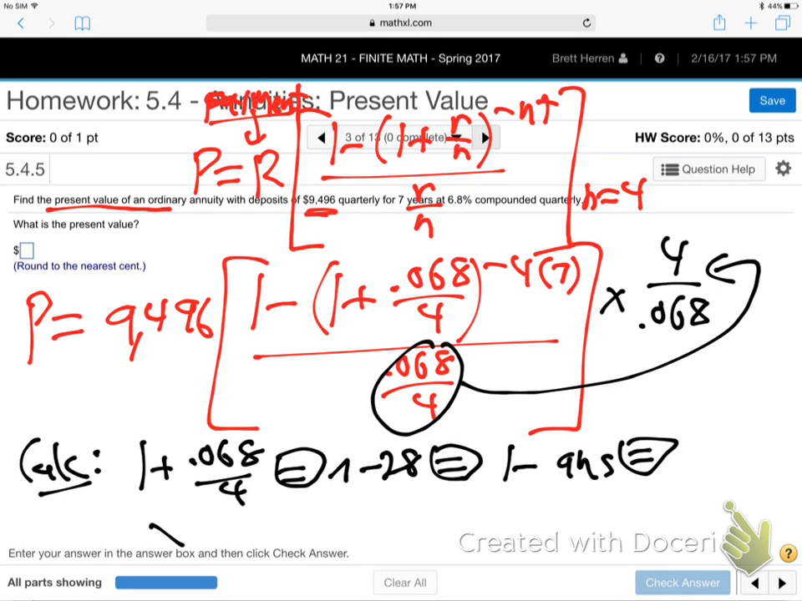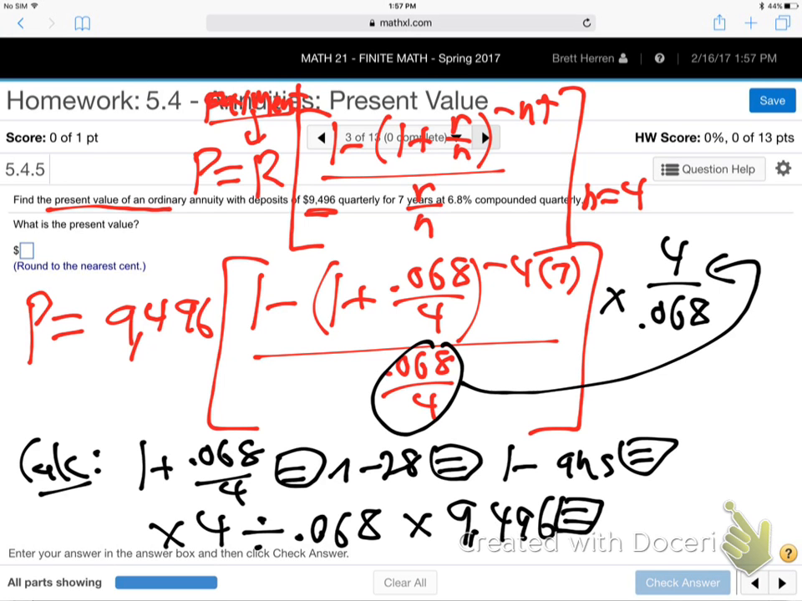So that means I'm going to go times 4 divided by 0.068. And then I got to go times the 9,496 in the front and hit equals. Somebody getting an answer there? $210,000. They want it to the penny, don't they? Everybody else getting that same answer? Good. A couple of you getting it. That looks verified. So you need a pile of $210,000.